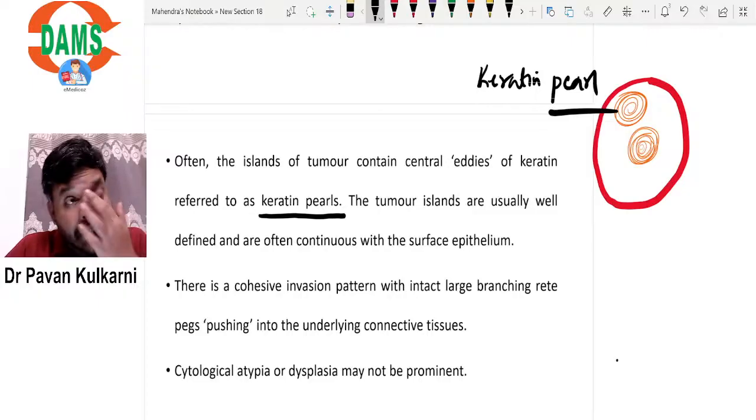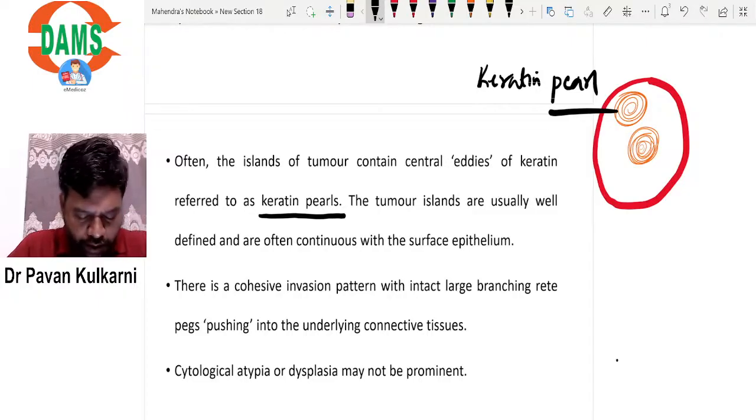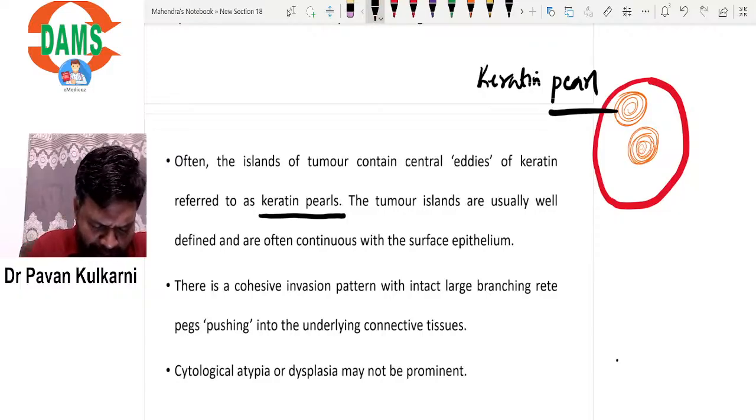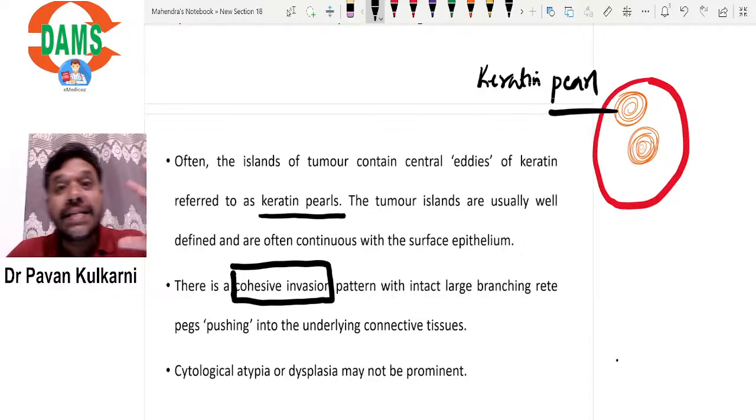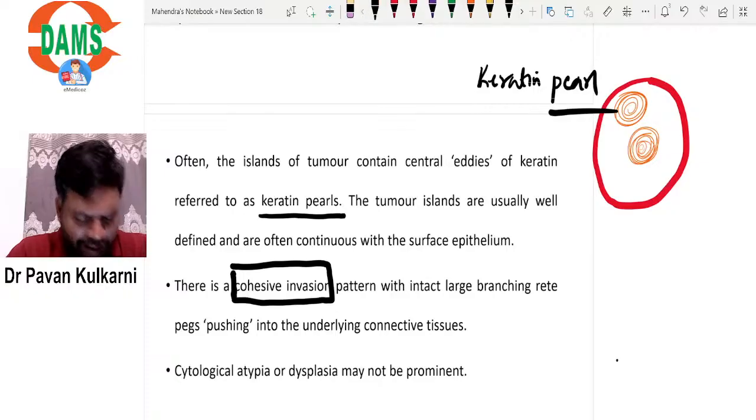There is a cohesive invasion pattern. Cohesive invasion pattern. So this word is very important. I want you to concentrate on this. Cohesive invasion pattern with intact large branching reticulin pushing into the underlying connective tissue. What do you understand by this term?